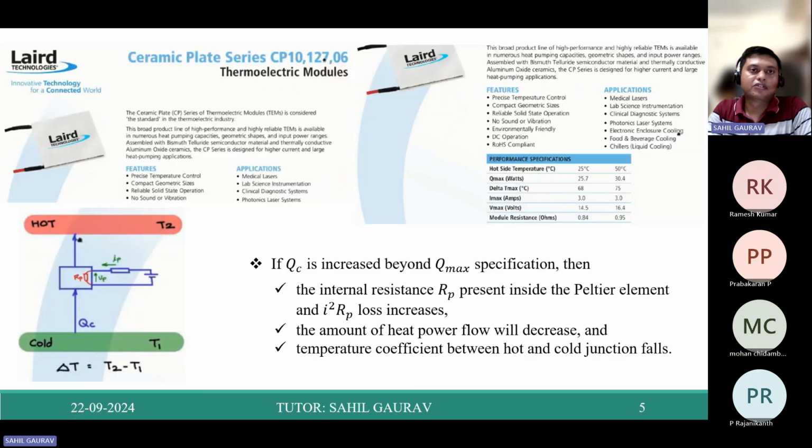Now coming to the data sheet of this Peltier element, the Peltier device. This is layered technology, and various features and applications for this Peltier device are given. The performance specification for this Peltier device is a very important one.